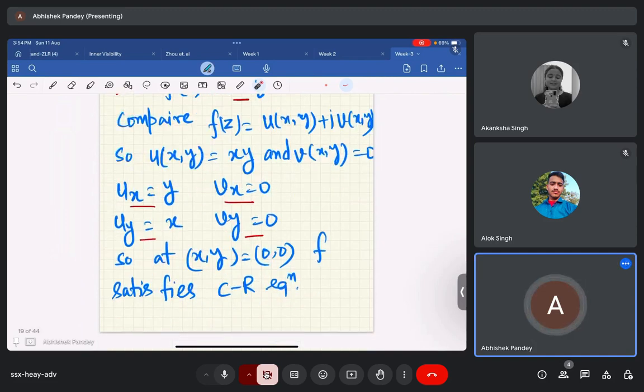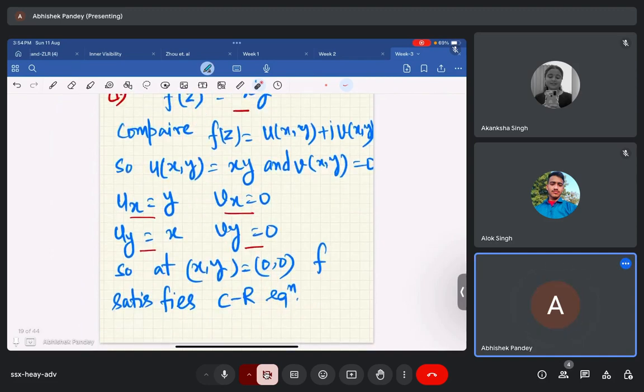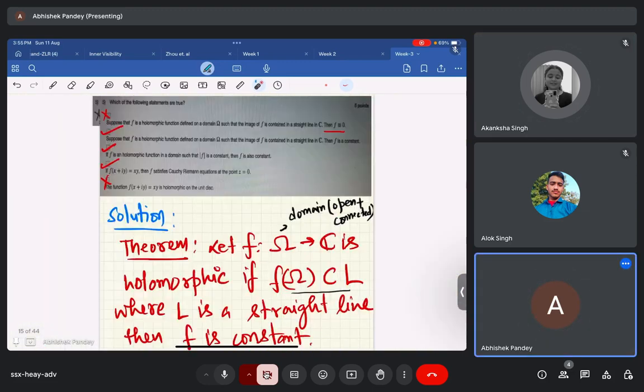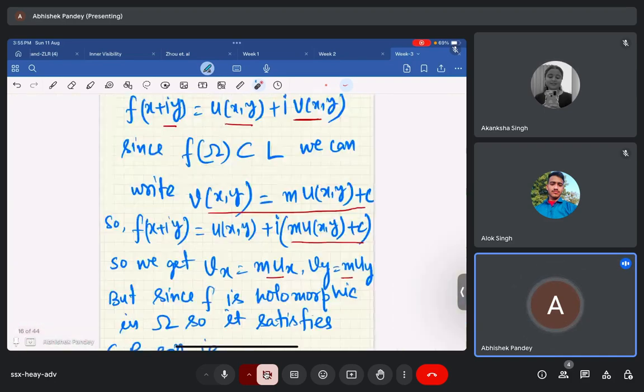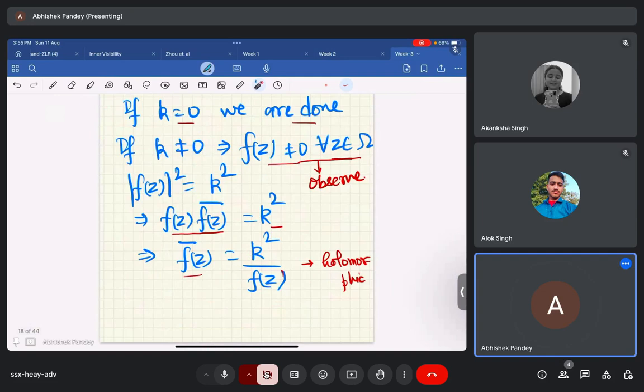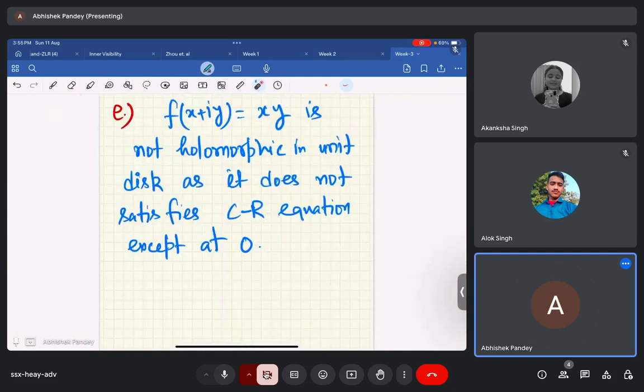Now you can calculate u_x, v_x, u_y, v_y. So at (x,y) = (0,0), it is clear that f satisfies the CR equation, isn't it? Yes. Okay. Now obviously the other option is not correct, that f(x,y) = x y is holomorphic on the unit disk. You can just take points where the CR equation is not satisfied. Okay. Is it fine?